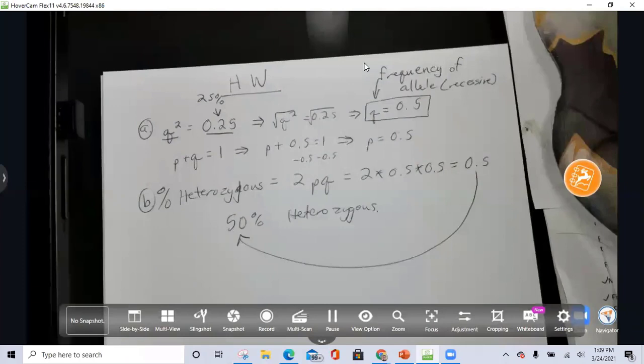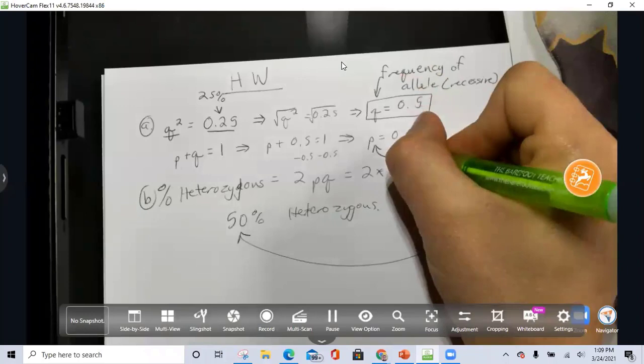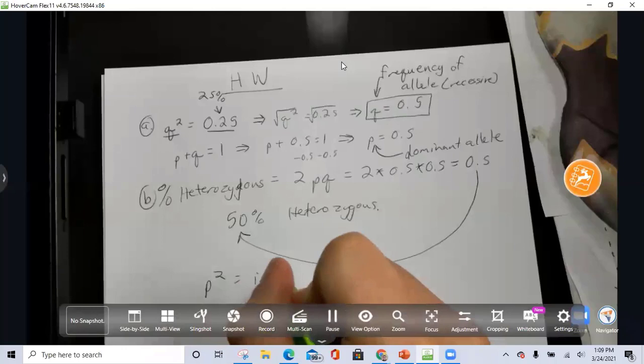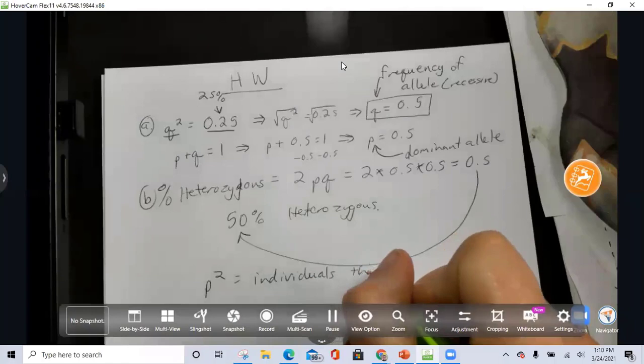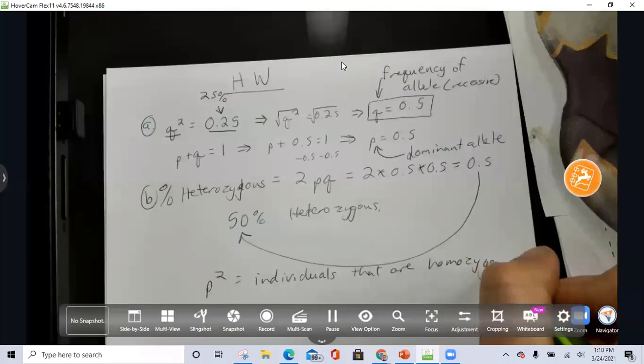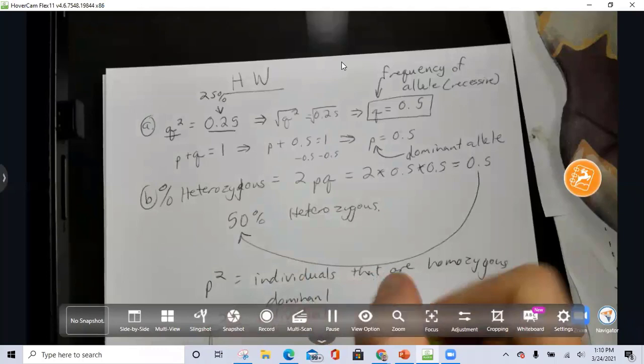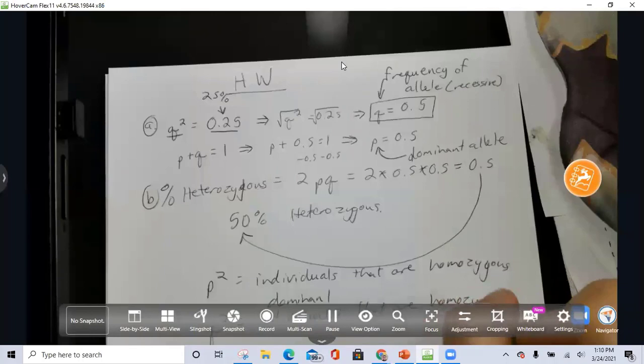Okay? So do you have any questions on Hardy-Weinberg? Okay, maybe just some labeling. This is the dominant allele. p squared is individuals that are homozygous dominant. And q squared is individuals, we didn't use that, I guess we did, that are homozygous recessive. Okay. And I will check the chat question.